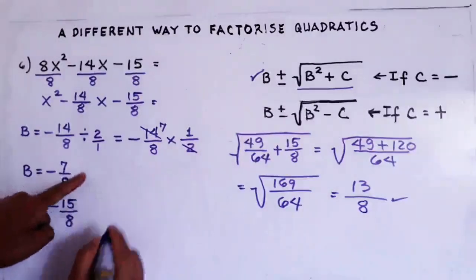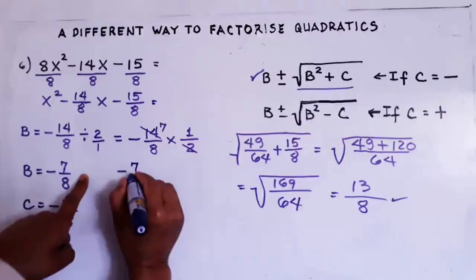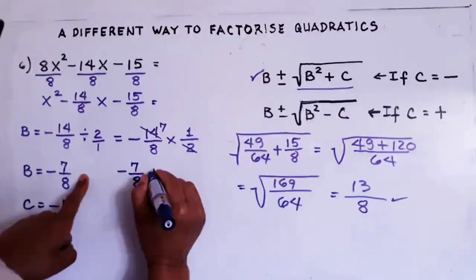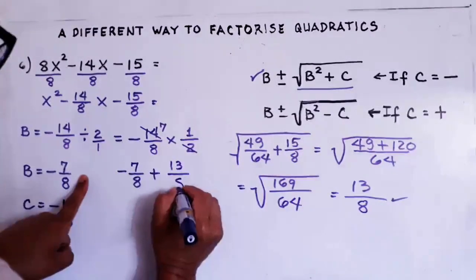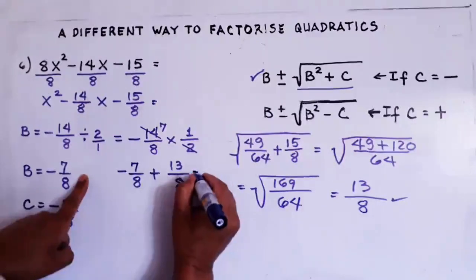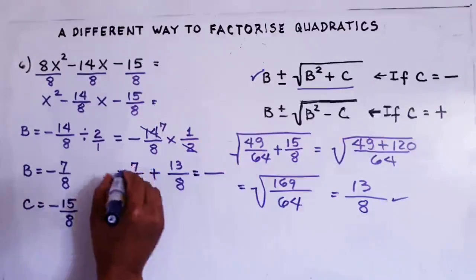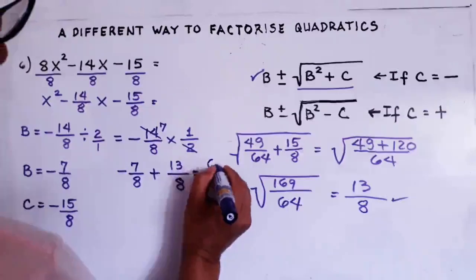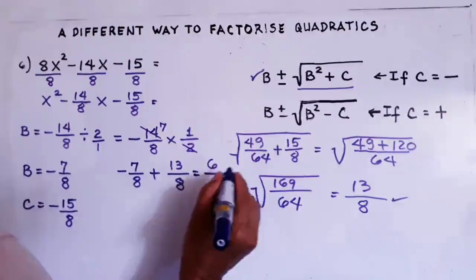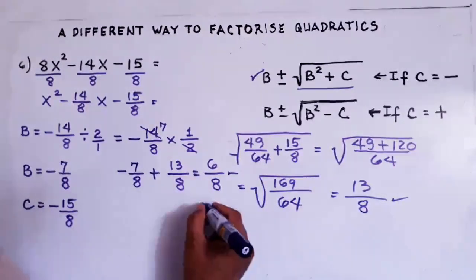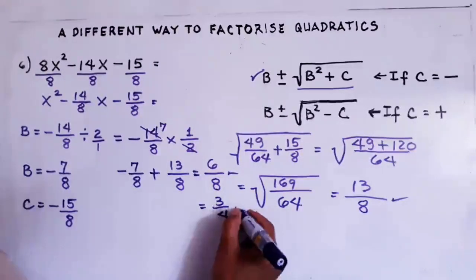We're going to add this to this one. Let's have the plus first: negative 7 over 8 plus 15 over 8. So what is our answer here? We have 15 plus negative 7 is 6, over 8. We can reduce this to 3/4, since 6 divided by 2 is 3 and 8 divided by 2 is 4. Alright, you can use 3/4.